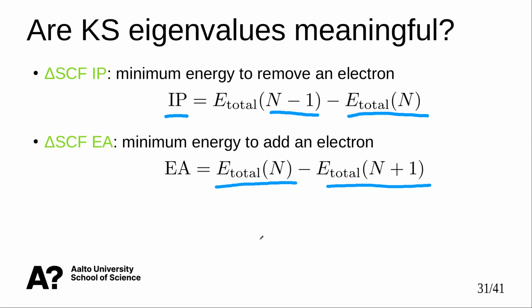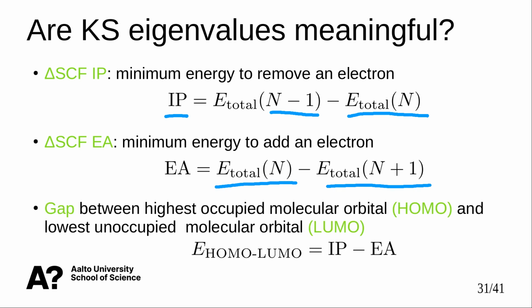So we need in both cases to do two DFT calculations, one for the pristine system and then one for the defective system with plus or minus one electron. And in that way we can compute HOMO-LUMO gaps. HOMO is again the highest occupied molecular orbital, whereas the LUMO is the lowest unoccupied molecular orbital, and that gives us the HOMO-LUMO gap based on the ionization potential and the electron affinity.